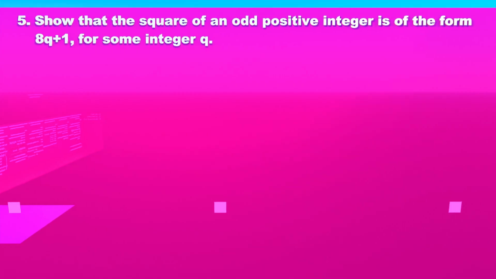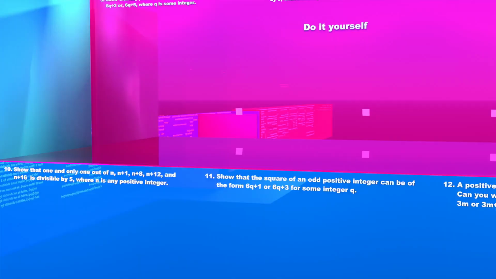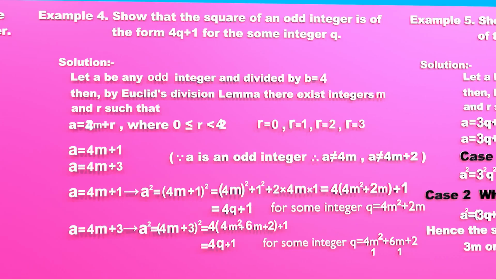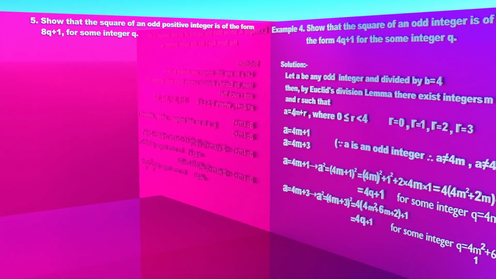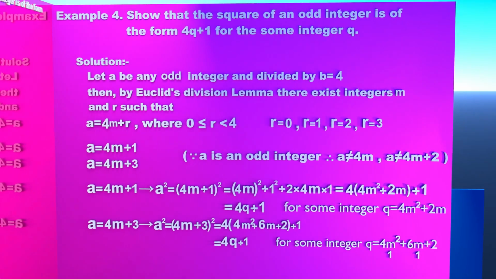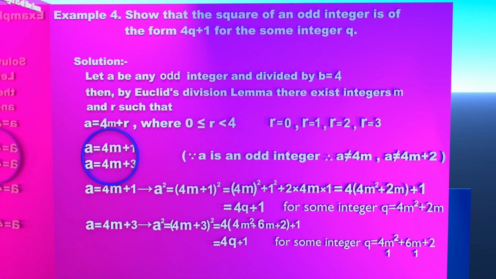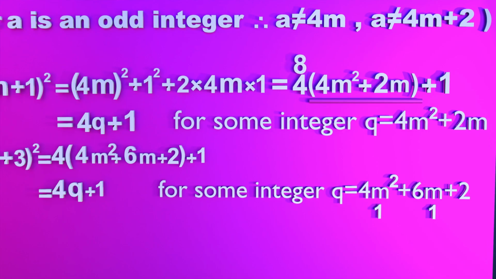Let's see the next question. I think you have already proved this question also. This question is similar to example 4. In our question, we have to prove 8q plus 1, and we have already proved example 4, which had 4q plus 1. If you can see, you have already proved question 5 in example 4. By these 2 forms, we can show each and every positive odd integer. So we have taken their squares. Here in these 2 terms, 2 can be taken as common, and you will get 8 outside the brackets. That means you got 8q plus 1, which we have been asked to prove.